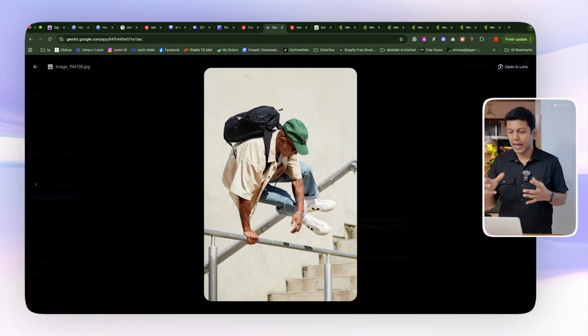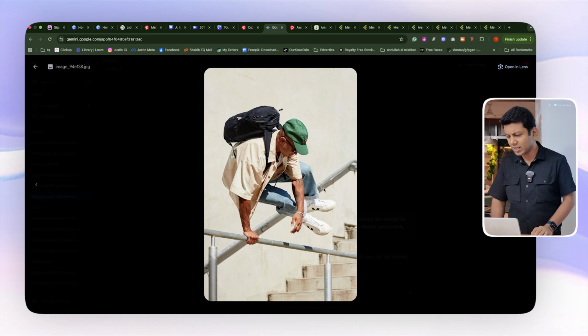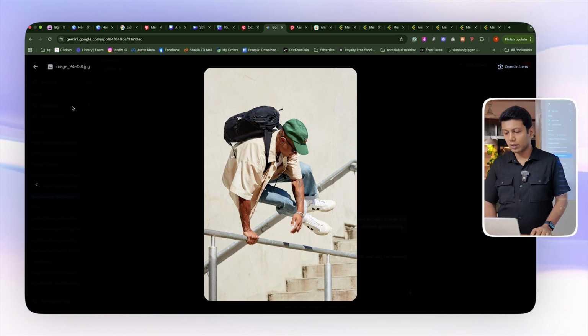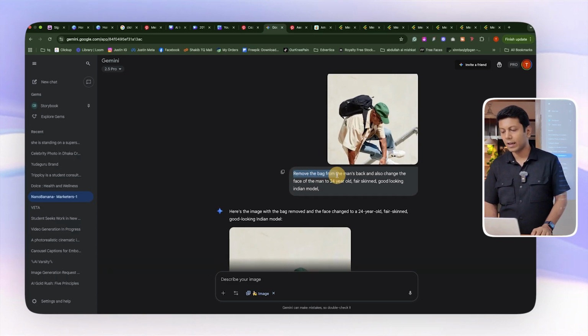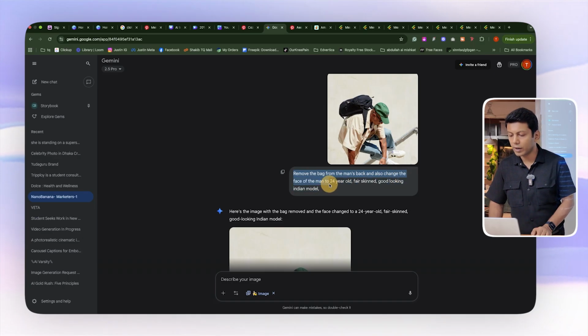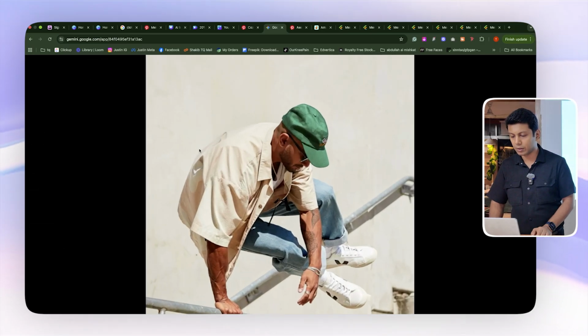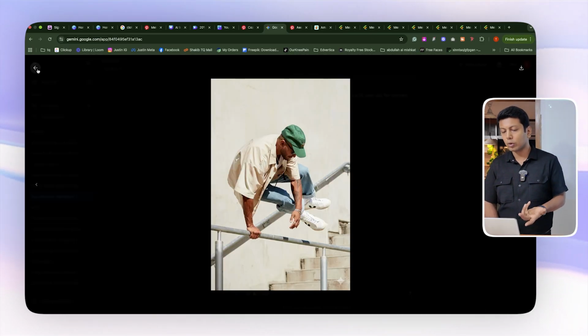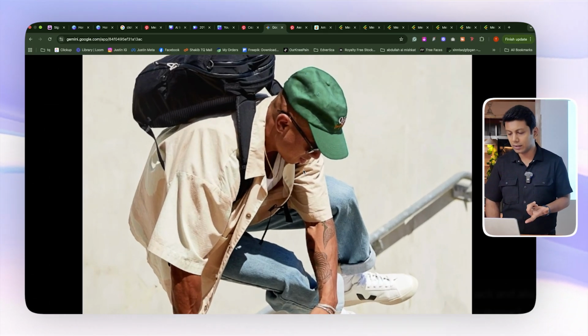This is a reference image that I got from Pinterest, and I really loved this image. All I wanted to do was replace this bag with our bag, right? But I was targeting the Indian market, and this person doesn't actually look Indian, so I wanted to change it a little bit. In this prompt, I gave this image and asked, remove the bag from the man's back and also change the face of the man to a 24-year-old fair-skinned, good-looking Indian model. And this is the image I got from it. The bag is removed and the facial expression is a bit different. The face looks a bit Indian now, where it was looking a bit different, probably Mongolian, okay?